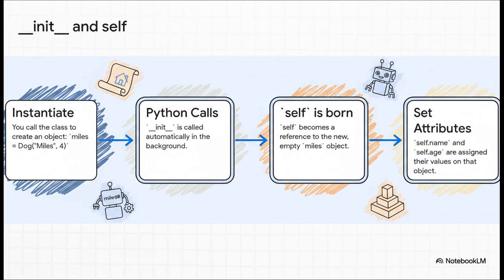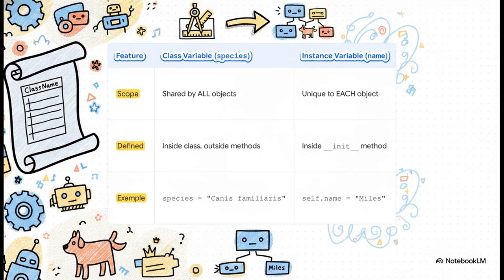It says, okay, for this specific object, let's set its name to Miles and its age to 4. So self is just a placeholder for the object that's being born. Now this brings up a really important distinction. You've got two kinds of data. Instance variables, like a dog's name, are unique to each specific object. My dog Miles is different from your dog Buddy.